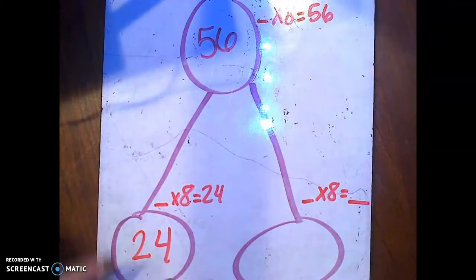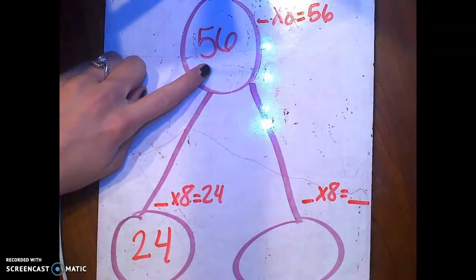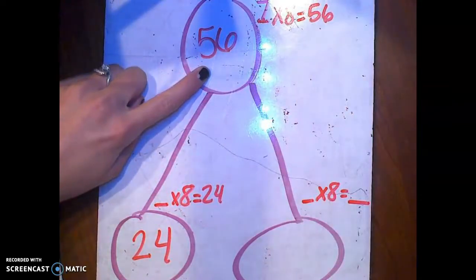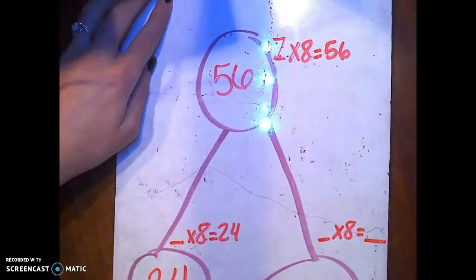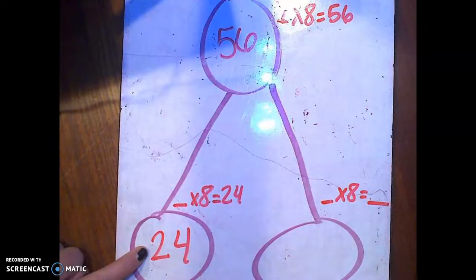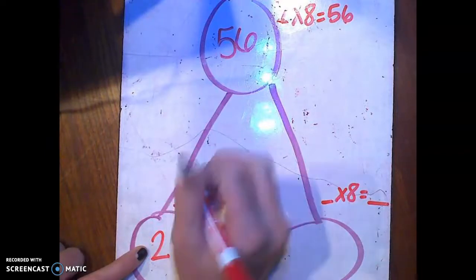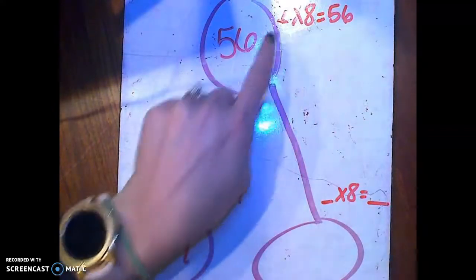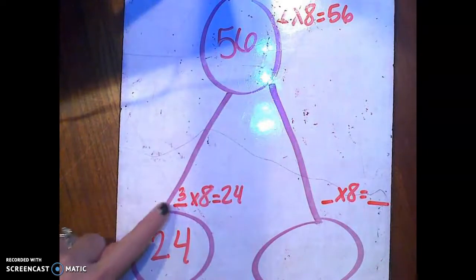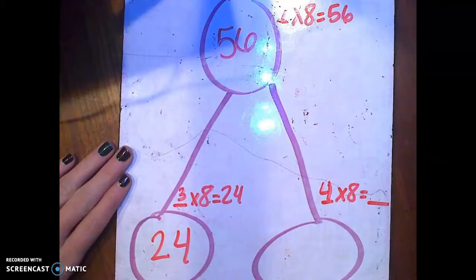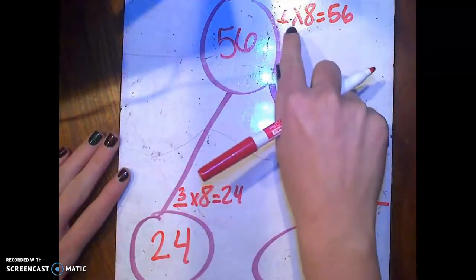Okay, I know that 6 times 8 equals 48, and another 8 puts me at 56, so that must be 7. 7 times 8 equals 56. Now, something times 8 equals 24, and I know that 3 times 8 equals 24. Now, if I have 7 times 8 up here, and I already used 3, oh, look at that. I need 4 more, because 3 plus 4 equals 7.